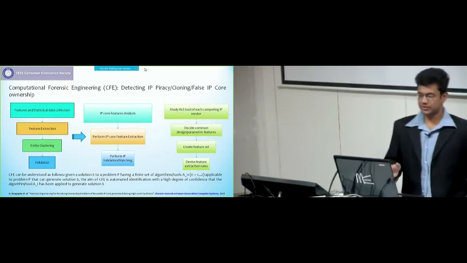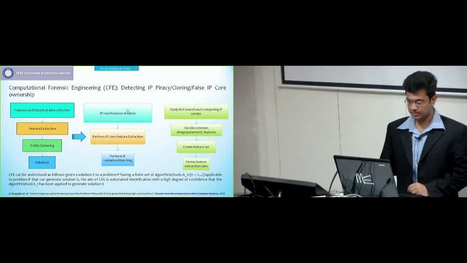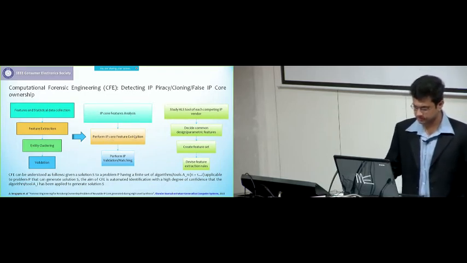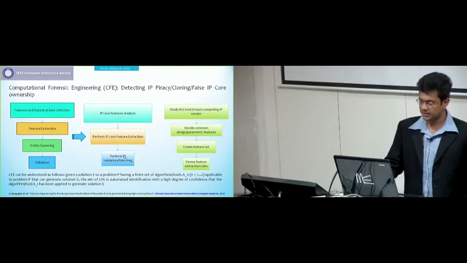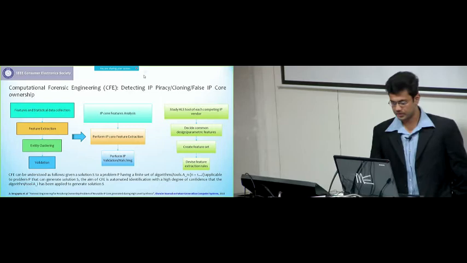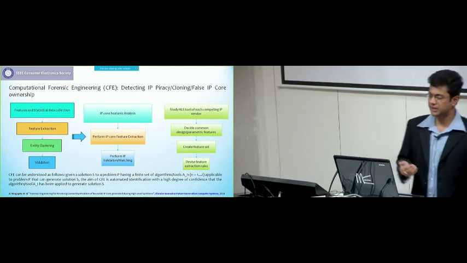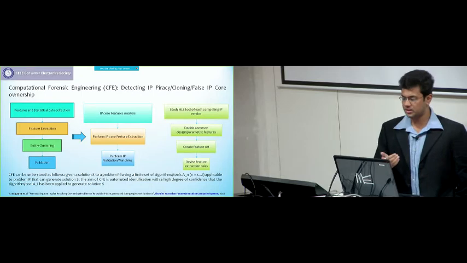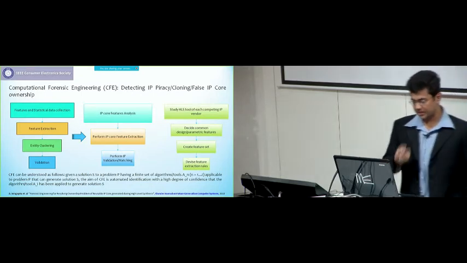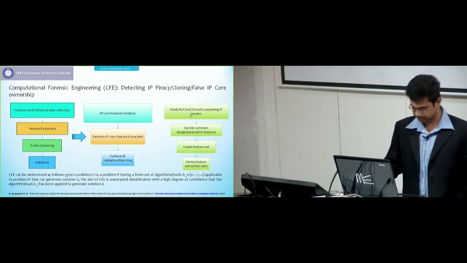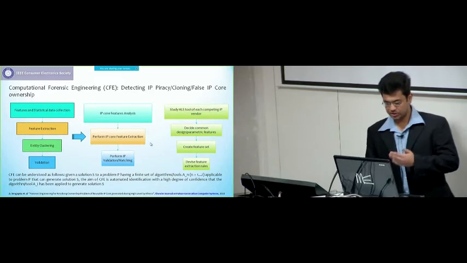What we now do is customize the generic flow on the left to make our own design flow, which is called IP core feature analysis, followed by IP core feature extraction, and finally matching and validation of the IP core. The first step, IP core feature analysis, further comprises these 4 steps: studying the HLS tool of each competing IP vendor, followed by deciding the common design and parametric features, then creating the feature set, and finally creating the feature extraction rules for each of these features. So let me get into the details.